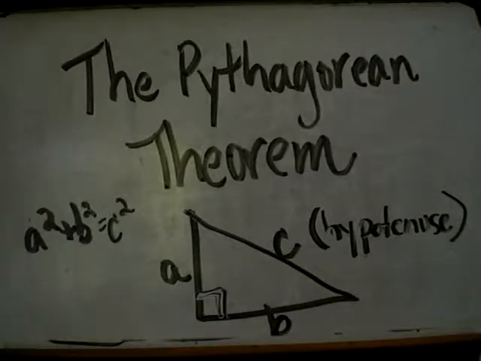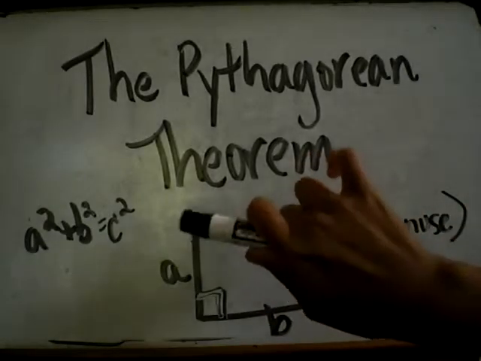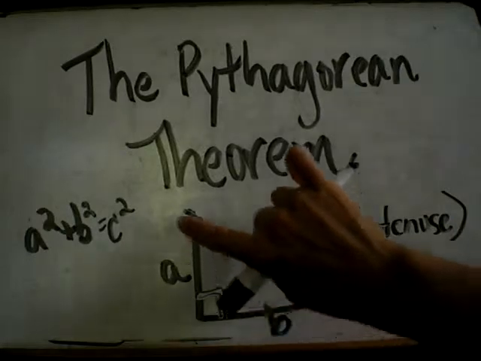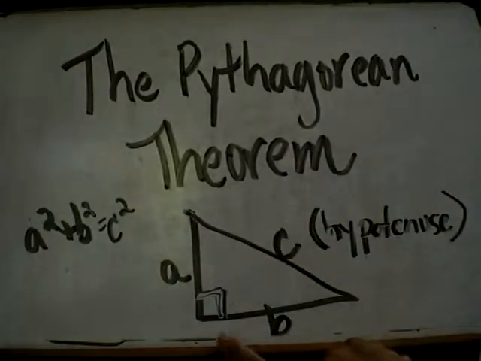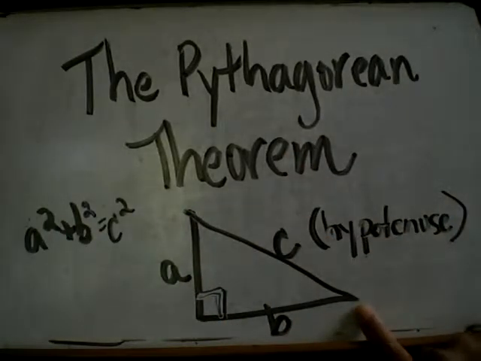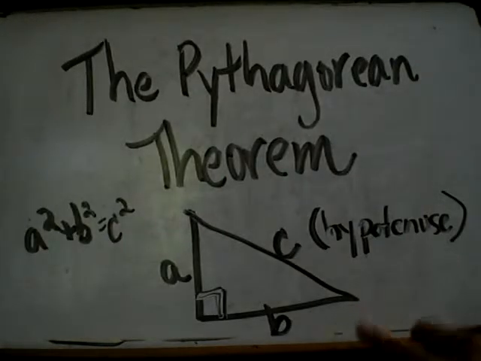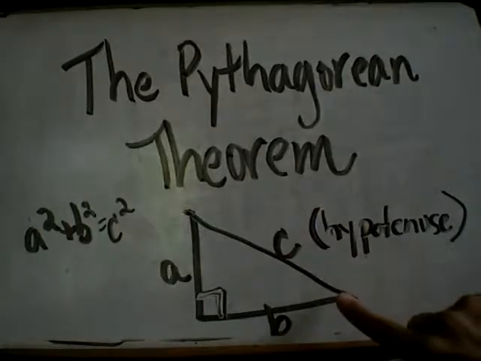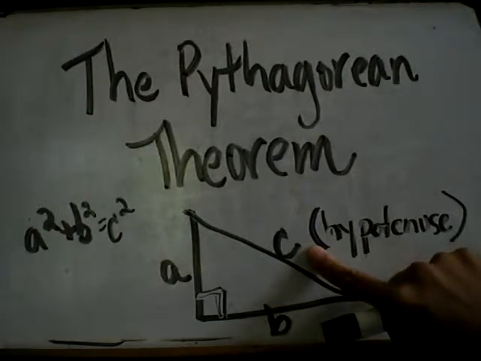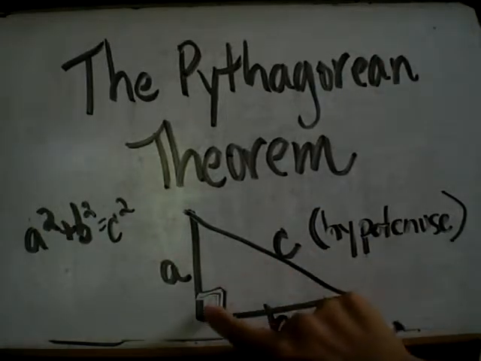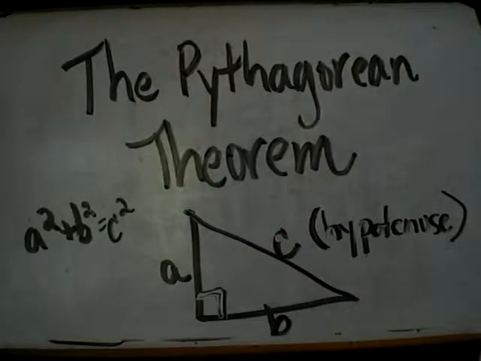The way I was taught when I was younger was that A was always the shortest side, and then B was the second shortest, or you could even say the second longest. But it really doesn't matter as long as you know that the longest side is C, which is the hypotenuse, and that it's opposite the right angle.